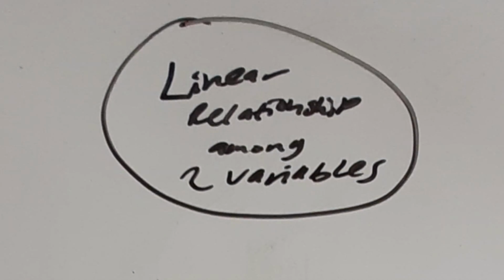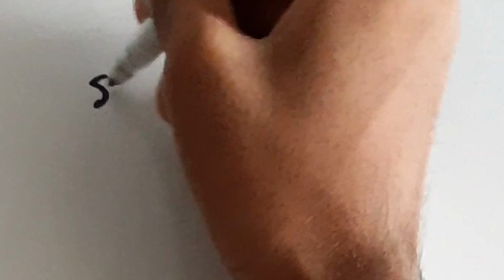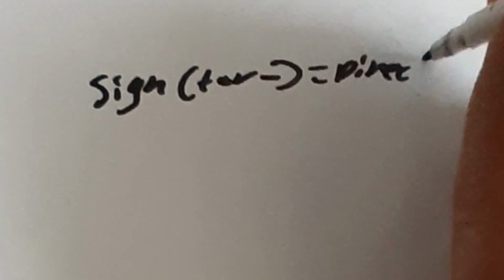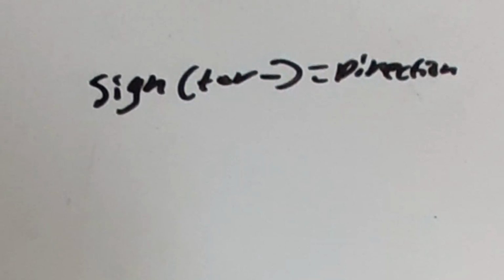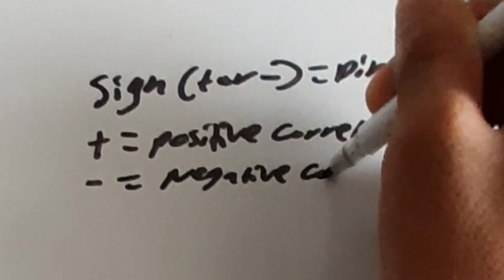The Pearson's correlation coefficient is commonly also represented by the letter R. The sign of the coefficient determines the direction of the correlation. So whether it's positive or negative, it determines the direction of the correlation. When the sign is positive, it's a positive correlation. When the sign is negative in front of the coefficient, it's a negative correlation.